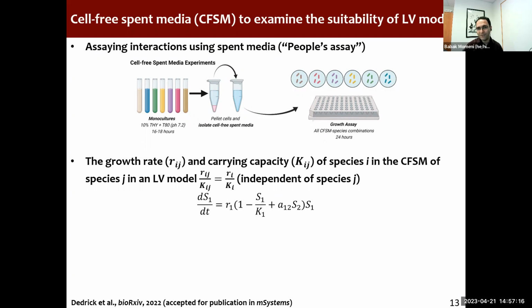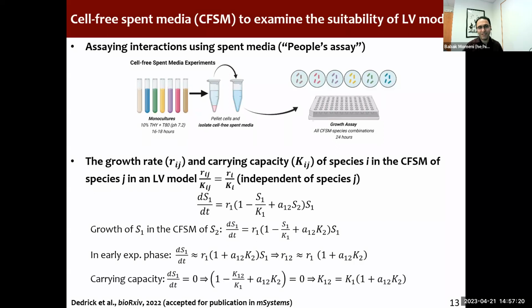And there is a simple derivation that can show that. I won't spend too much time on the derivation itself, but the idea is that these are just coming from the Lotka-Volterra type model and estimating what is the growth rate and carrying capacity in CFSM of other species. And the net result is that this ratio is fixed.